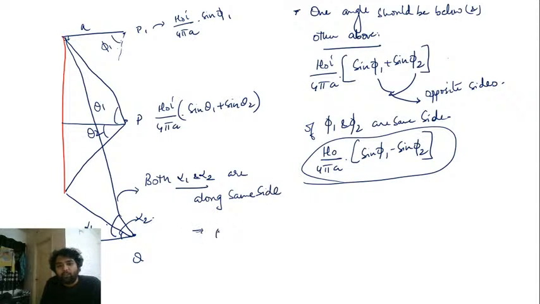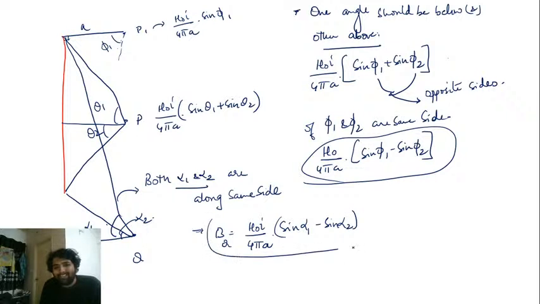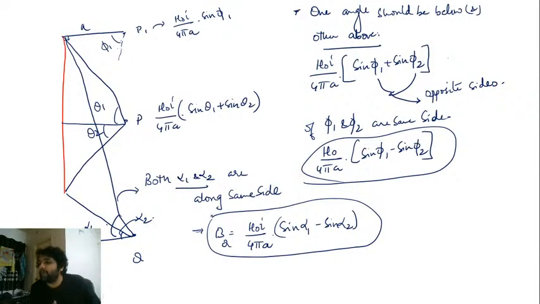तो अब यहाँ पे फील्ड कितना होगा? Field at Q will be equal to mu naught I by 4 pi a into sin alpha 2 minus sin alpha 1 minus sin alpha 2. I hope this is adequately clear to you guys. Same side matlab subtract kar do, different side matlab you have to just add them. It's that simple. No need to take too much confusion there.